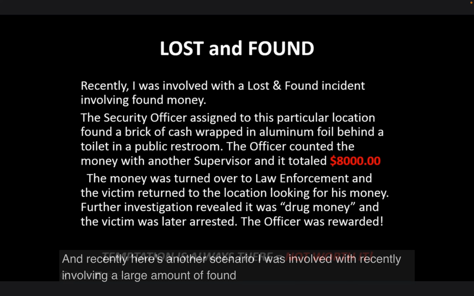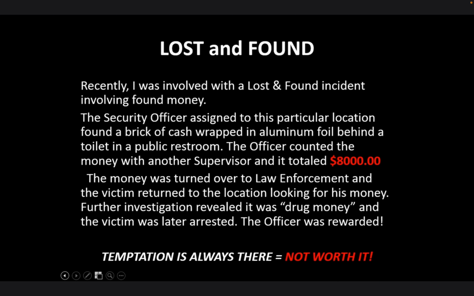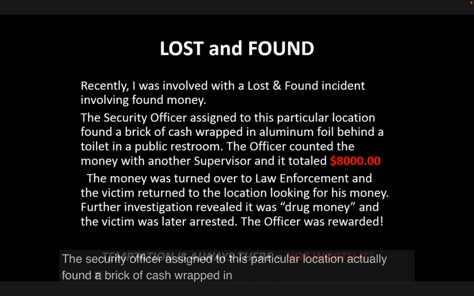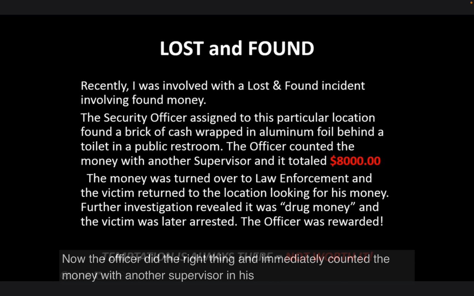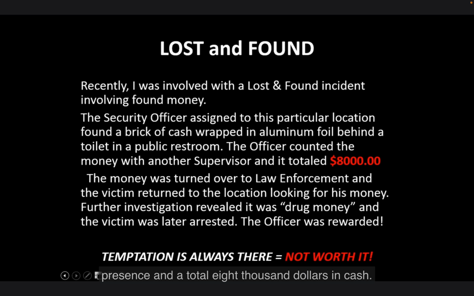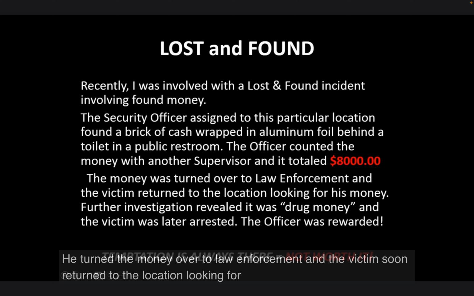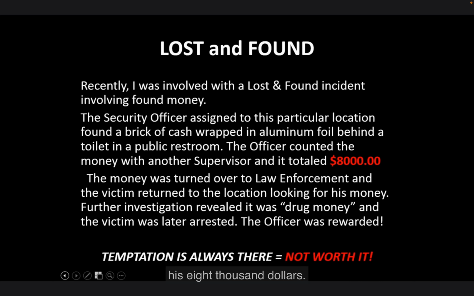Here's another scenario I was involved with recently involving a large amount of found money. The security officer assigned to this particular location actually found a brick of cash wrapped in aluminum foil behind a toilet in a public restroom. Now, the officer did the right thing, and he immediately counted the money with another supervisor in his presence, and it totaled $8,000 in cash. Again, he did the right thing. He turned the money over to law enforcement, and the victim soon returned to the location looking for his $8,000.